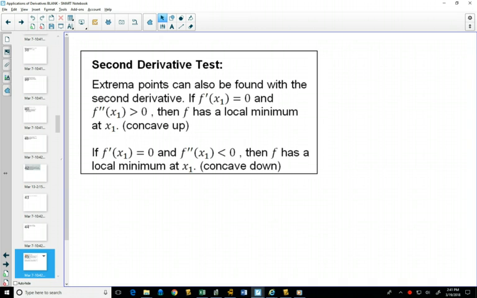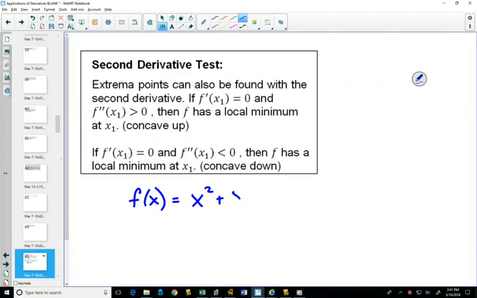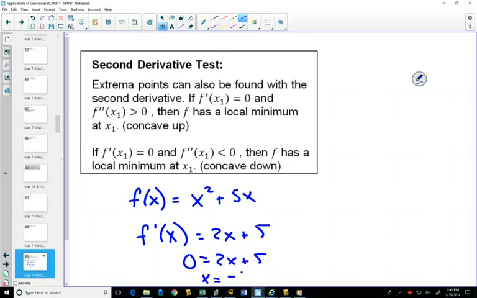Okay? So once you find out that something is a critical point, let's take something really straightforward: x squared plus 5x. I know that that's a parabola going up. I know it has a minimum. If we took the first derivative, f prime of x, you would get 2x plus 5, and you would get a critical point at negative 5 over 2.